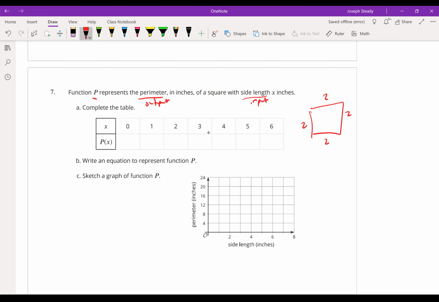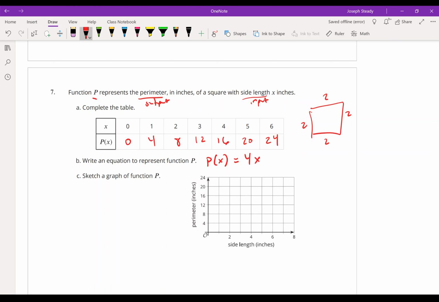So if I have 4 zeros, I have the perimeter of 0. If I have 4 1's, I have perimeter of 4. 4 2's, perimeter of 8, and so on. So this will be 12 here, this will be 16 here, 20, and 24. So those are all my perimeters. And again, the math we were doing every single time is we were doing 4 times whatever the side length was. So if I want to write an equation now to represent that, that means that the perimeter for some side length x, the perimeter p of x equals 4 times whatever x is. So if x is 3, you do 4 times 3, you get 12.